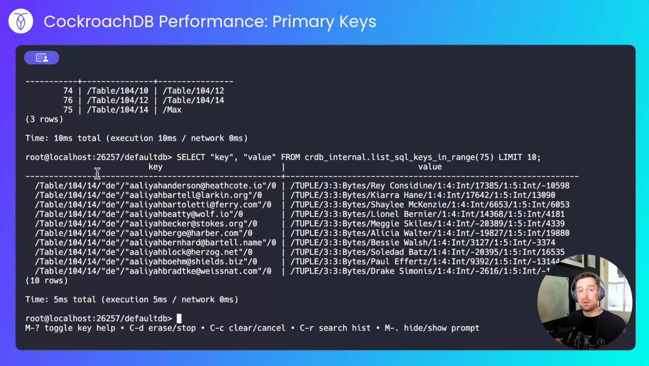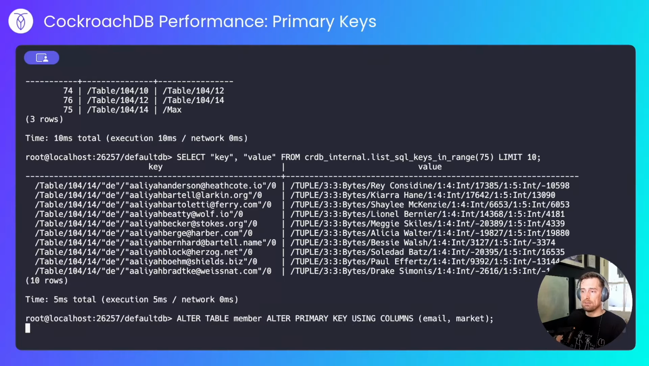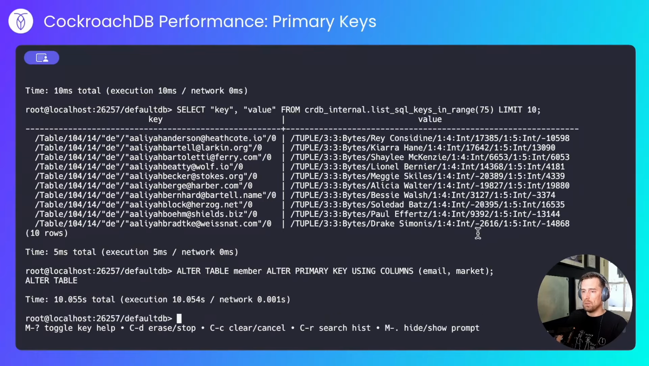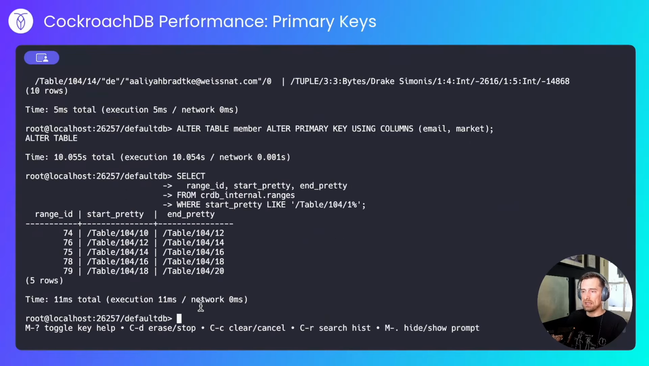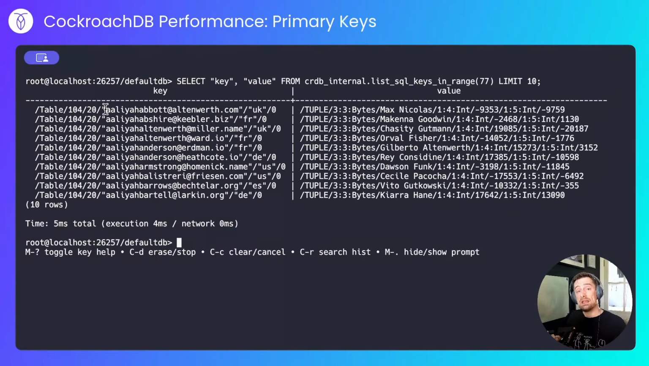Let's switch the order of those columns and see what that looks like. Again, this won't require any downtime to the application. With that change made, let's have a look at the ranges again. And this time, the primary key is ordered by email and then market, which might offer better random distribution across your cluster.